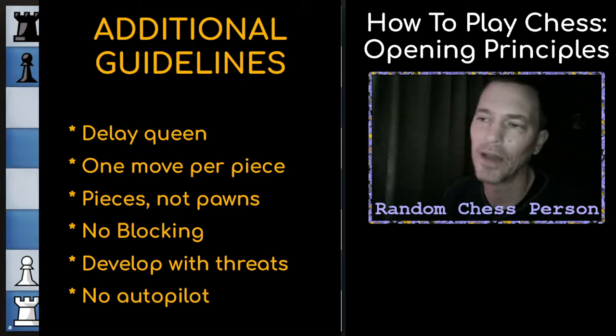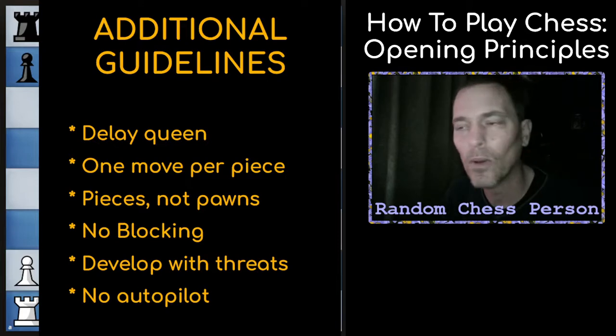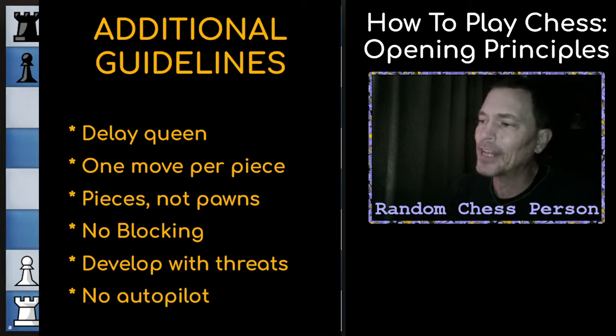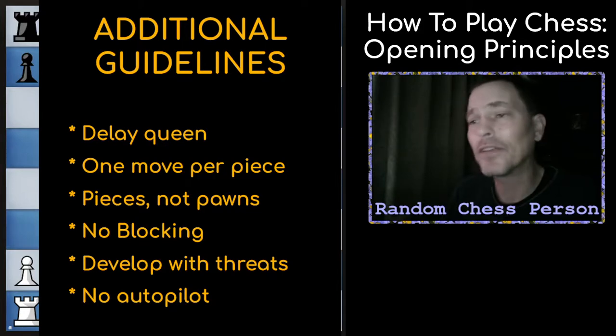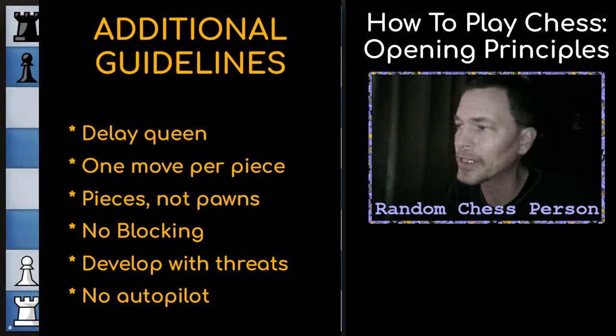Get your pieces out, and only bring out just enough pawns to establish central control or to protect each other or pieces. Try not to block your own development, as we saw in the examples. And if possible, develop with threats. As you're bringing a piece out, use it to capture or threaten to capture an opponent's piece.